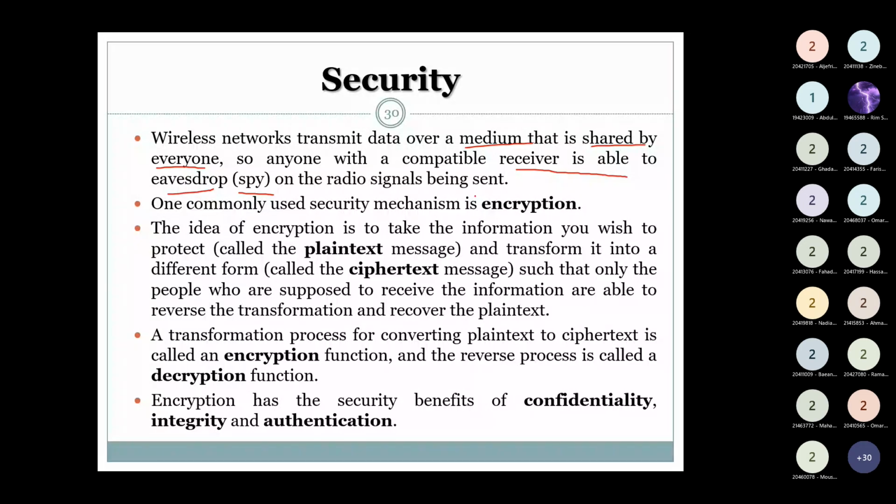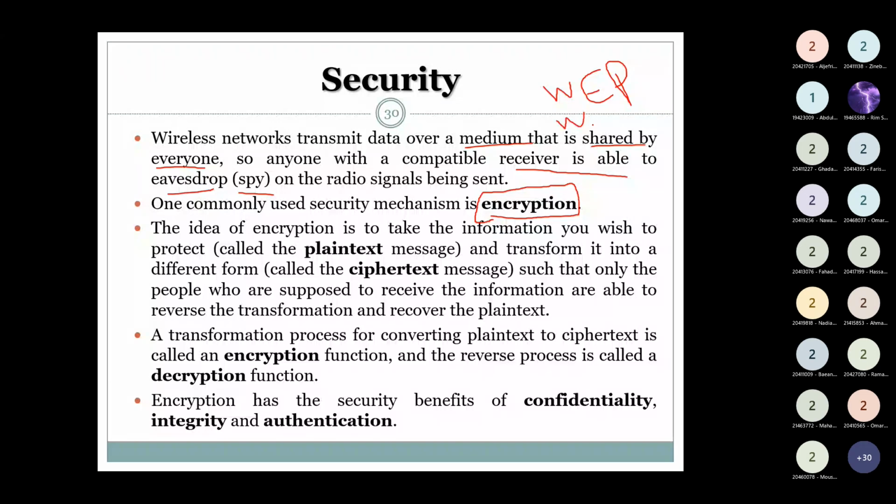One common security mechanism for these networks is encryption, and you can see that in your Wi-Fi devices. It is WEP or WPA, secure connection. It has developed over the years.